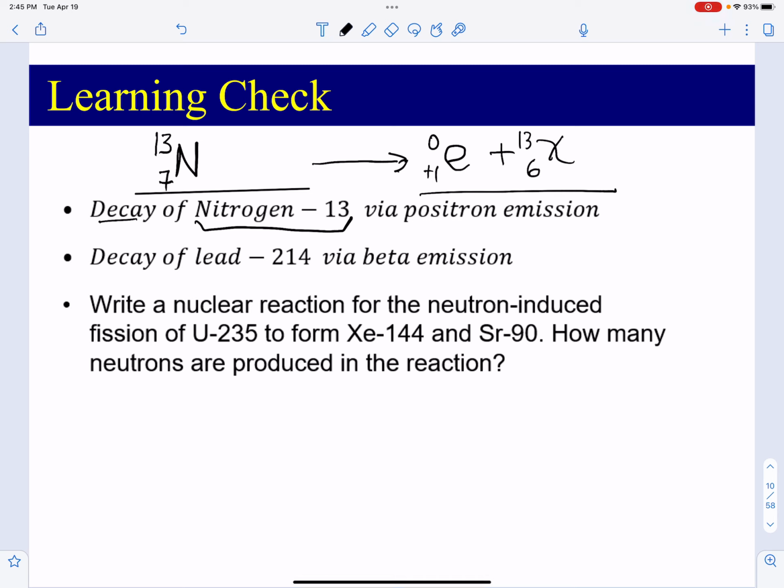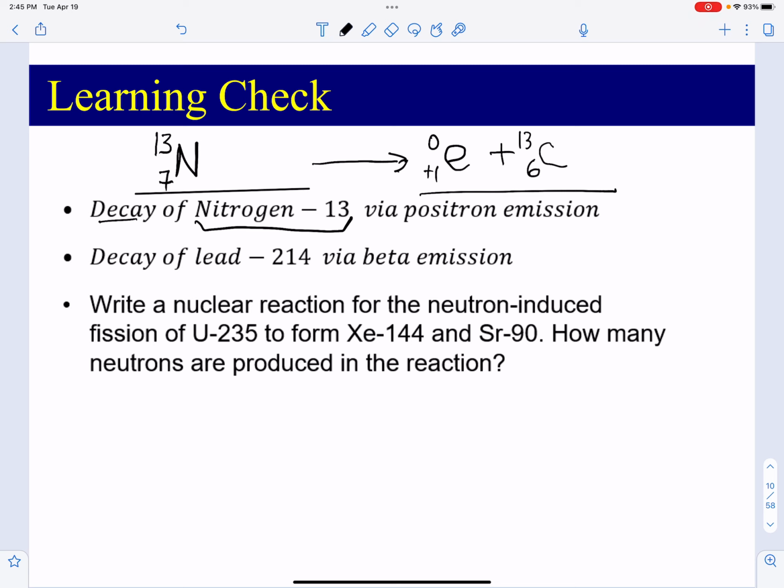So top number on the left side, 13. Top number on the right side, altogether, 13. Bottom number on the left side, 7. Bottom number on the right side, all combined, 7. Now that I know this is atomic number 6, I can say, oh, atomic number 6, that's gotta be carbon. And then you put the symbol. And that will be, when we have nitrogen 13 that is unstable, it becomes stable by transmuting into carbon 13, but to do that, it has to release a positron. So it's decaying by positron emission.